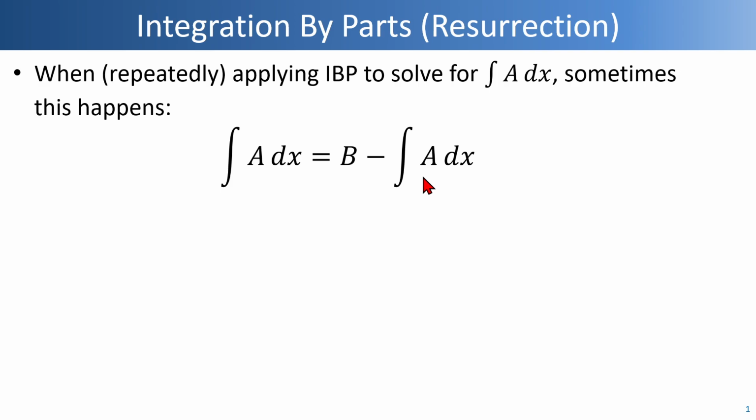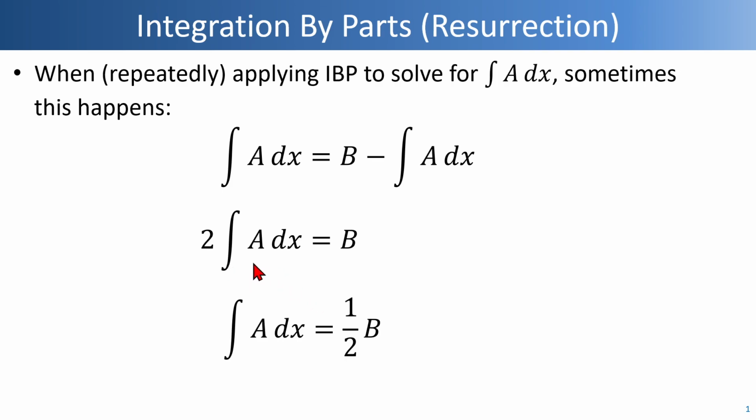The way that you solve it is by adding this integral of a dx to both sides. So I add this integral back over to the other side. That gives me 2 times the integral that I started with equals something. And then all I need to do is divide both sides by 2. So the integral that I started with is equal to 1/2 of this b. And you would want to add your constant of integration as usual.